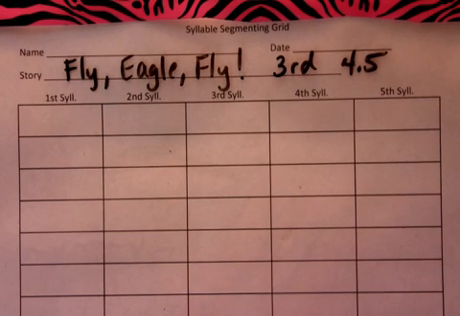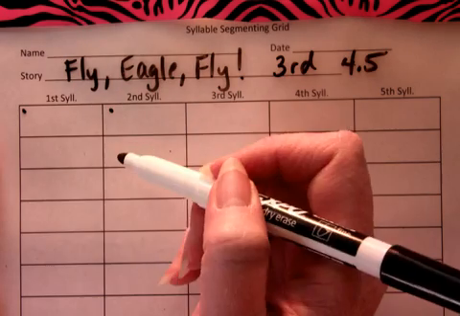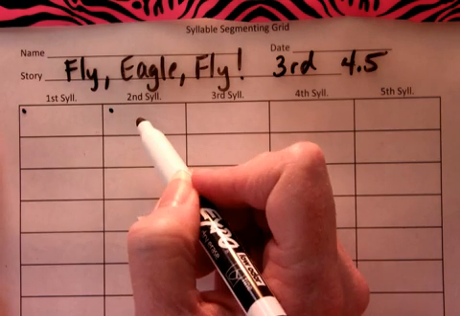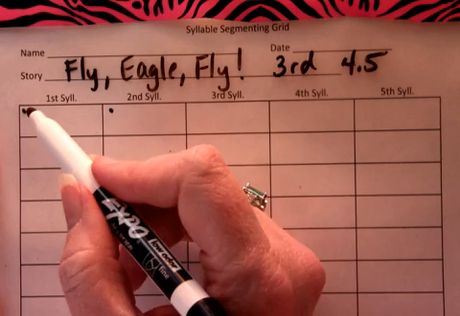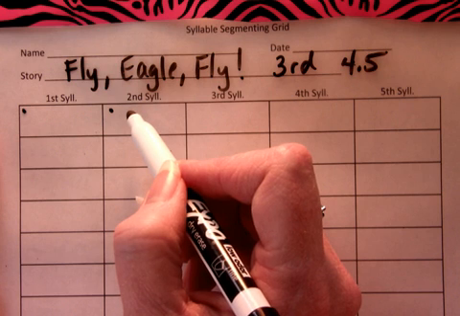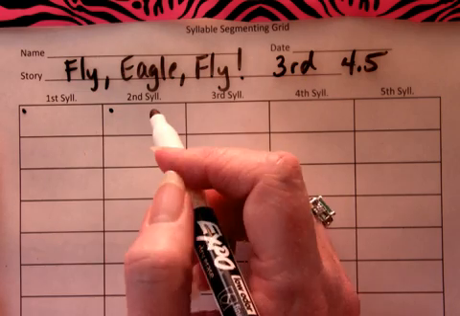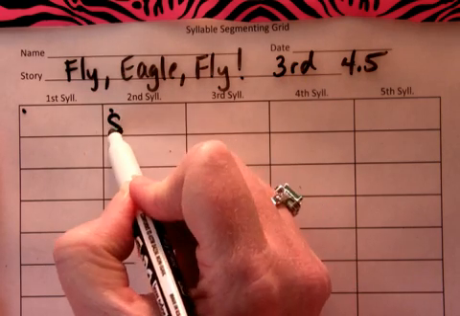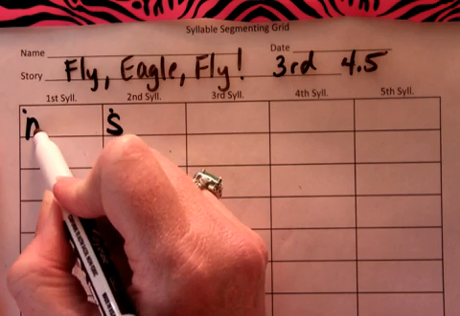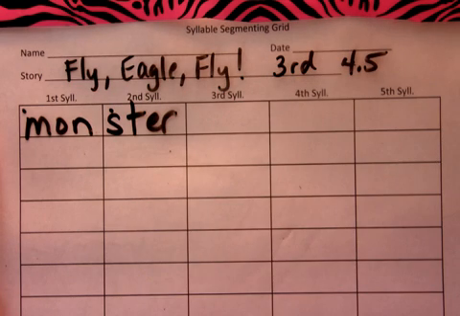So let's get started with our words. The first word is monster. I'm only going to have 2 syllables because I have 2 vowels. Monster. Now listen to the sounds when we say the different syllables. Mon. Ster. I hear this at the beginning of this one. Mon. Ster. Monster. That's a closed syllable.